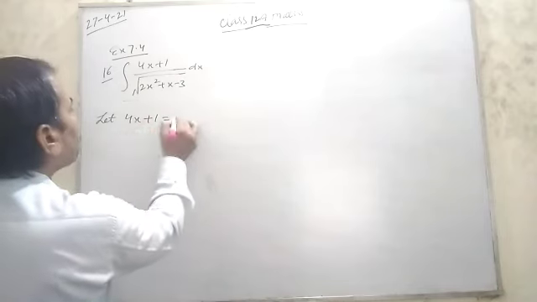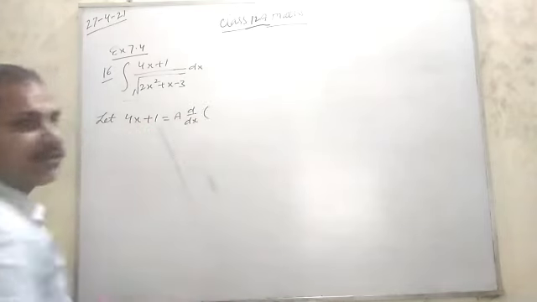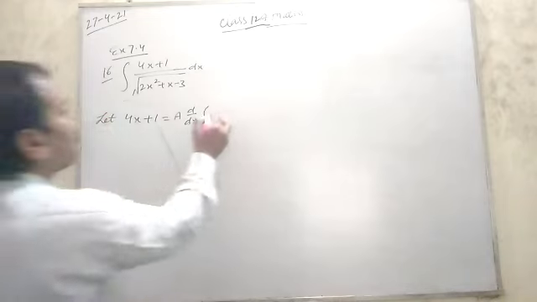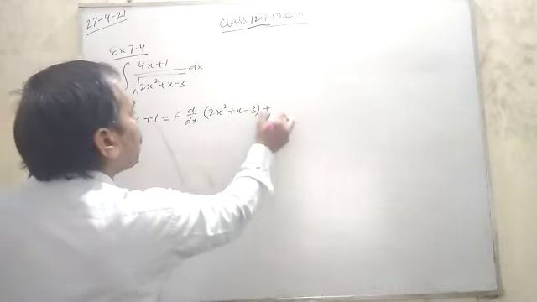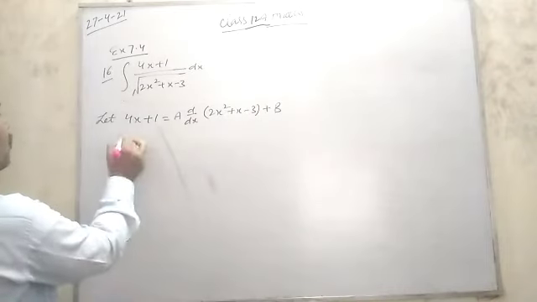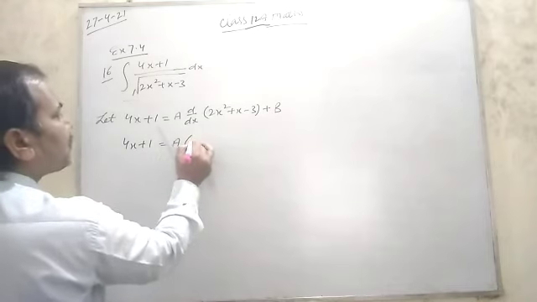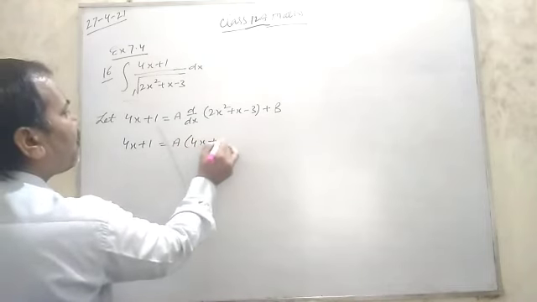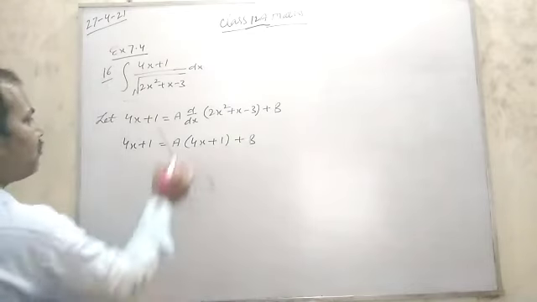So 4x plus 1 is equal to a, then differentiation of the expression under the root, so 2x square plus x minus 3, plus b. So 4x plus 1 is equal to a, so differentiation of this will be 4x plus 1, plus b. Then find a and b value.